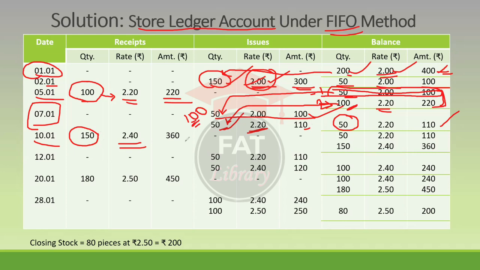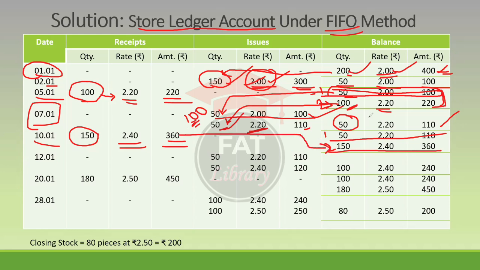2 rupee 40 paise. So this is what the total amount comes to. 2 rupee 40 paise into 150. Okay. So now you can write, again we have to write two stocks, right? One stock which is an older stock that we were having, and the second stock, what we received recently. This is our second stock.